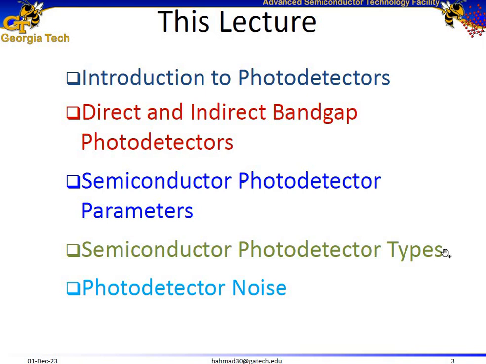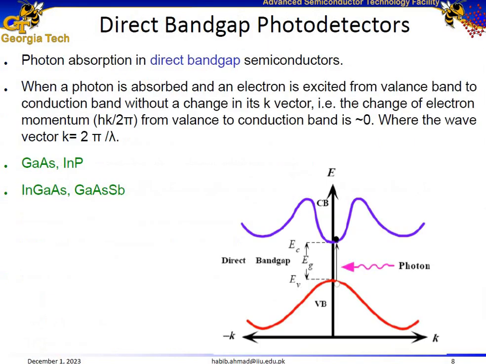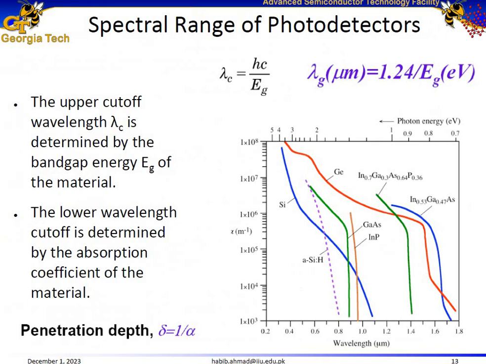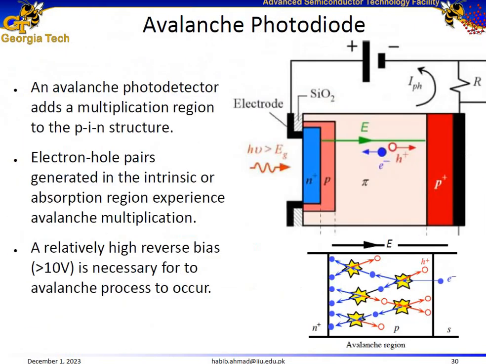In today's lecture, we will discuss the avalanche photodiode, which is the fifth type of photodetector, and then finally we will talk about photodetector noise, which is also a crucial topic related to photodetectors. So let us jump to the slide related to avalanche photodiodes, which is slide number 30.